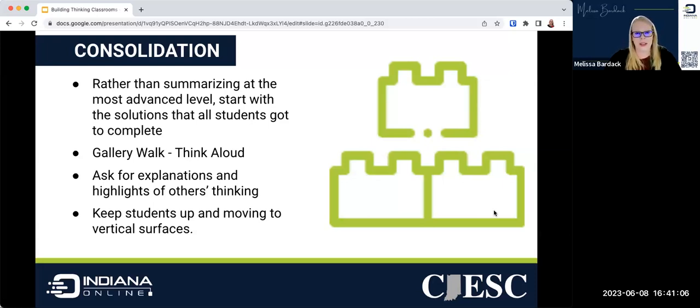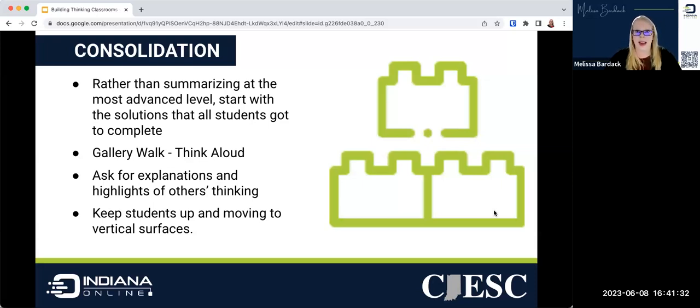Think aloud was another strategy that we used quite a bit. It allowed all students at all entry points to see something that, hey, I identify with this strategy, but I also understand the next step now. I'm able to extend my learning in that way. And then ask students, but also have them ask each other for the explanations of their peers' thinking. So tell me a little bit more about this. How did you get here?